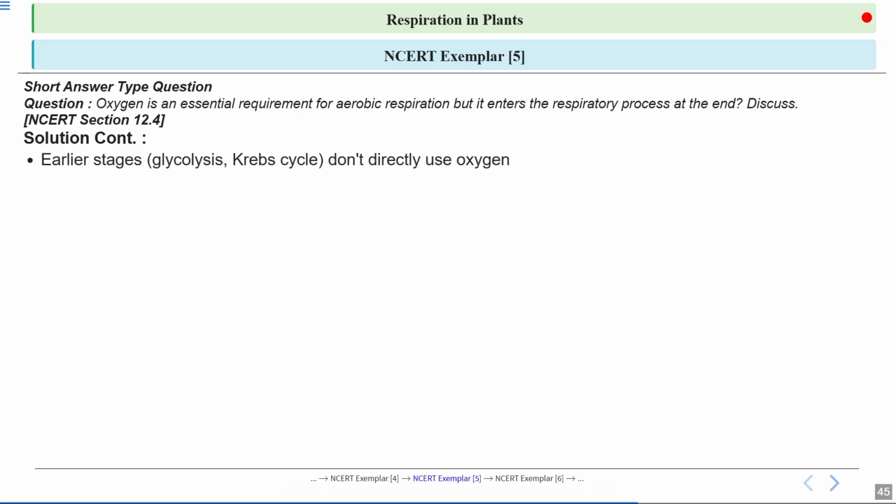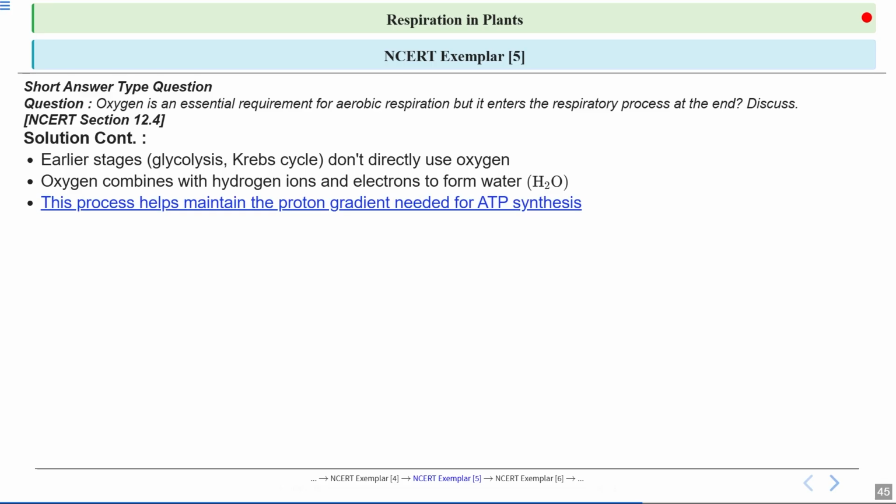Now the earlier stages of respiration, that is glycolysis and Krebs cycle, don't directly use oxygen. These steps are like the preparation phase, where the cell breaks down glucose and gathers the energy carriers. But oxygen is not needed yet. At the end of the process, oxygen combines with hydrogen ions and electrons to form H2O. This process of oxygen accepting electrons helps maintain the proton gradient across the mitochondrial membrane.